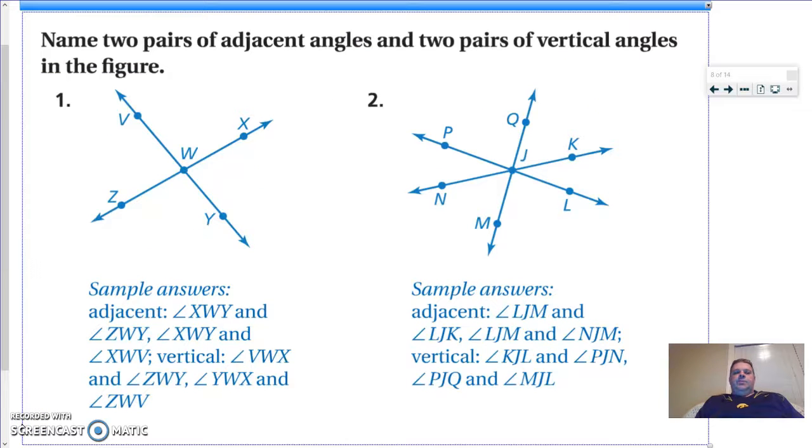Here are some sample answers. These are adjacent. Those two are adjacent. These are adjacent. These are adjacent. Verticals would be those two and those two. In this one, there are many adjacent angles. Adjacent right there, adjacent right there, adjacent right there, here, here, and here. Remember, adjacent means next to. Vertical angles, I would say these two would be vertical angles, those would be vertical angles, as well as these could be vertical angles.